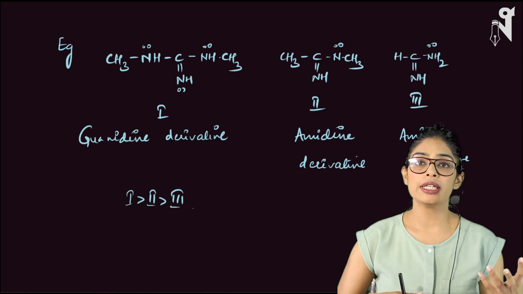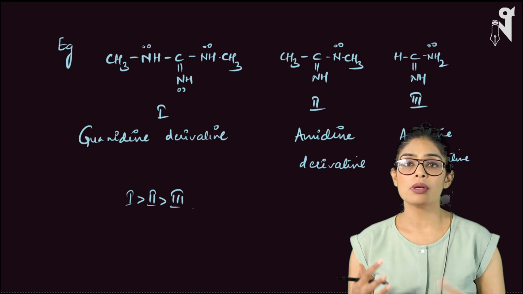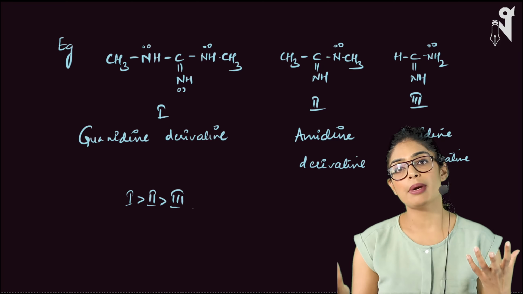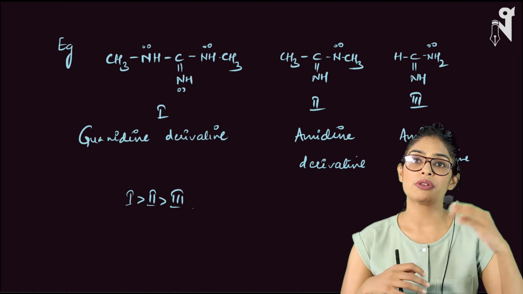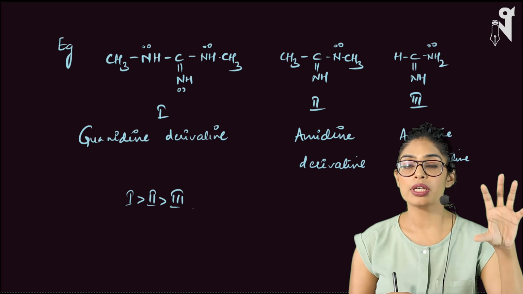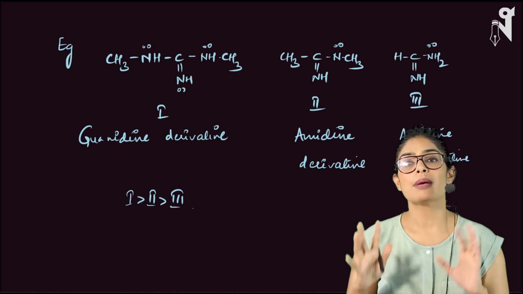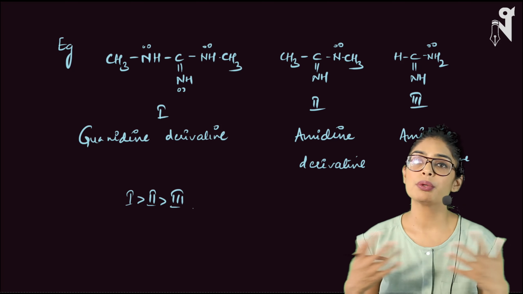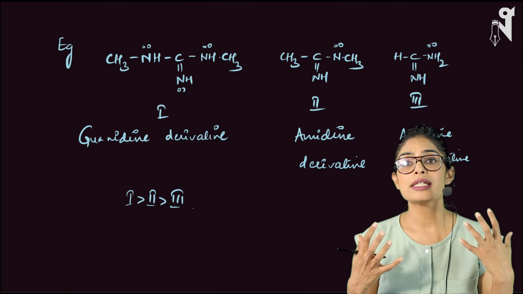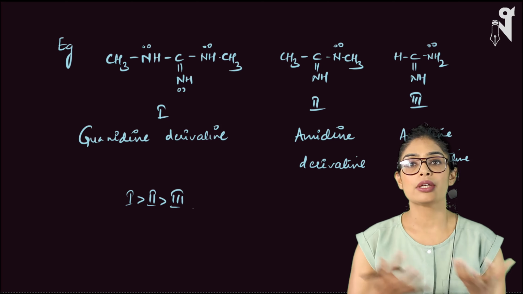When we talk about guanidine and amidine, guanidine is a stronger base than amidine. Though both have similar structures, three equivalent resonating structures are formed in guanidine, while two equivalent resonating structures are formed in amidine. That is the reason, however you want to pronounce amidine, why guanidine is a stronger base than amidine.